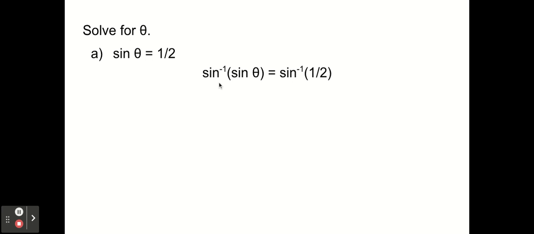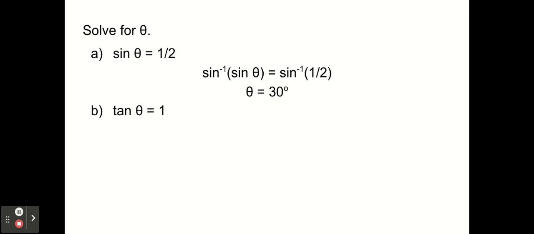We know from the previous problems we worked on, inverse sine of sine is theta, so I'm going to be left with theta. And then this is just a nice calculator. Type in inverse sine of 1/2, hit enter, and make sure your calculator's in degrees, and you will get theta equals 30 degrees. So what if we had tan of theta equals 1?